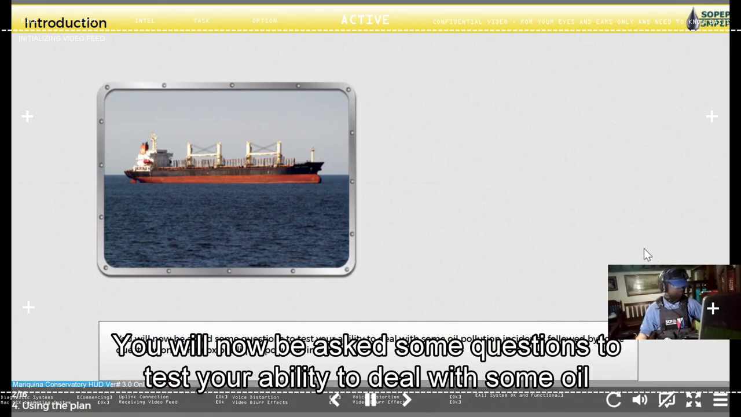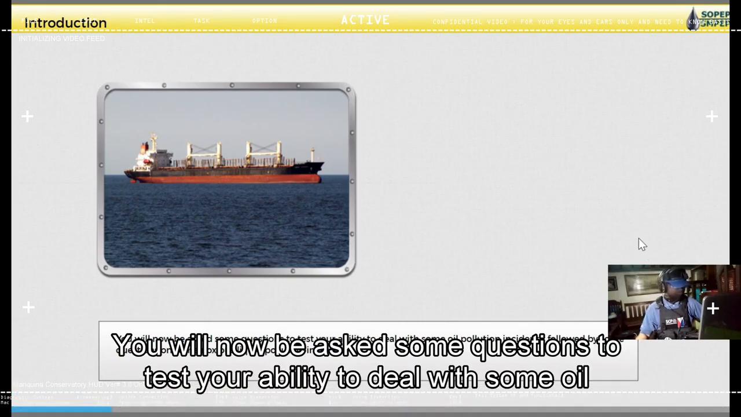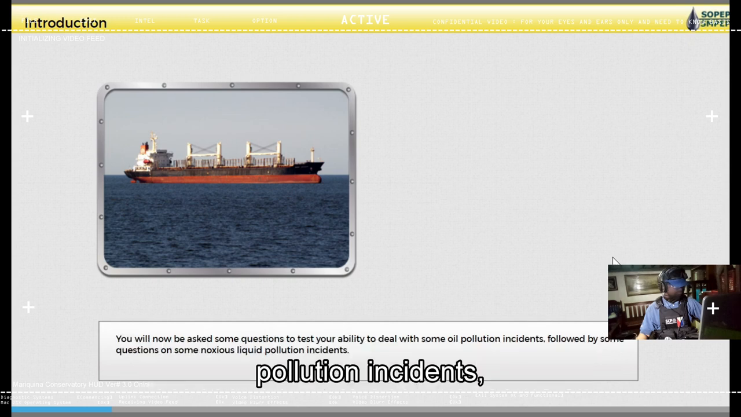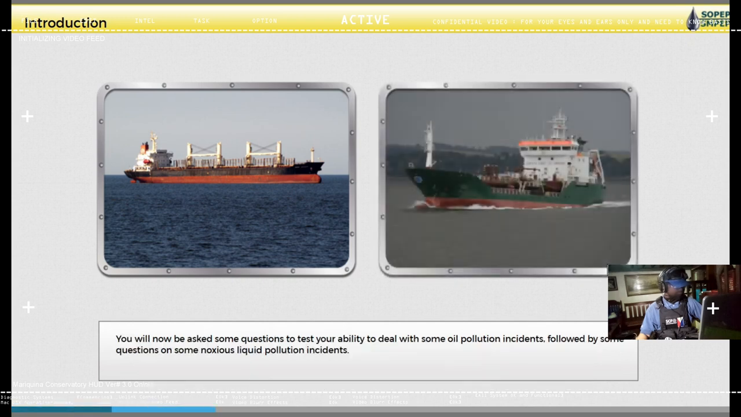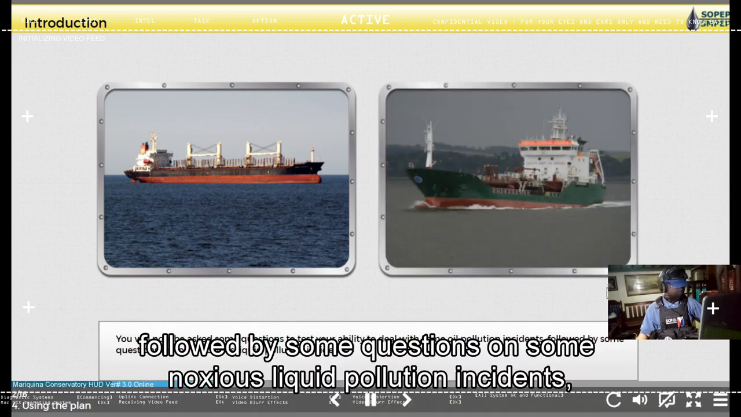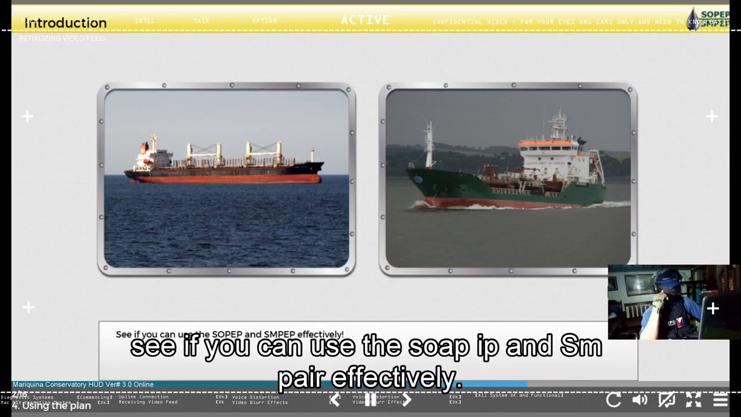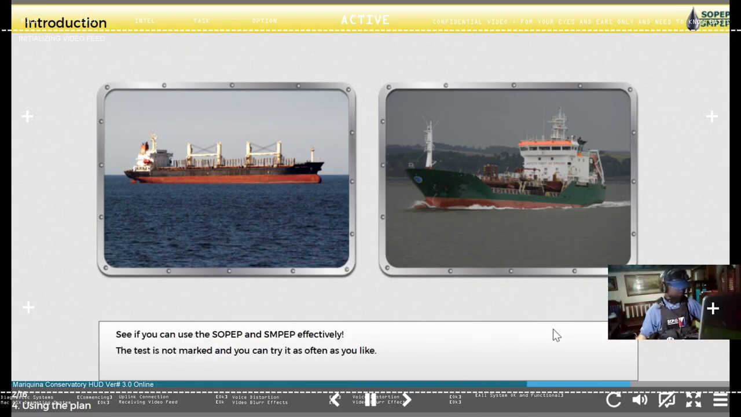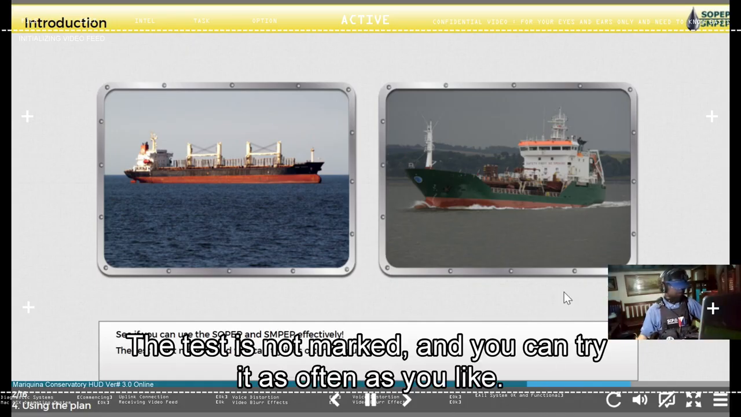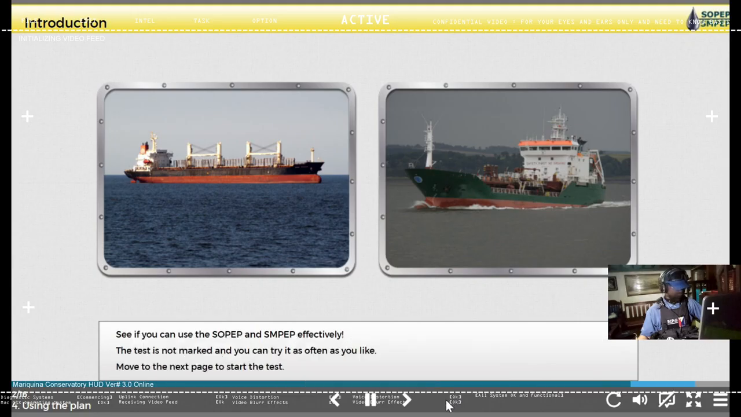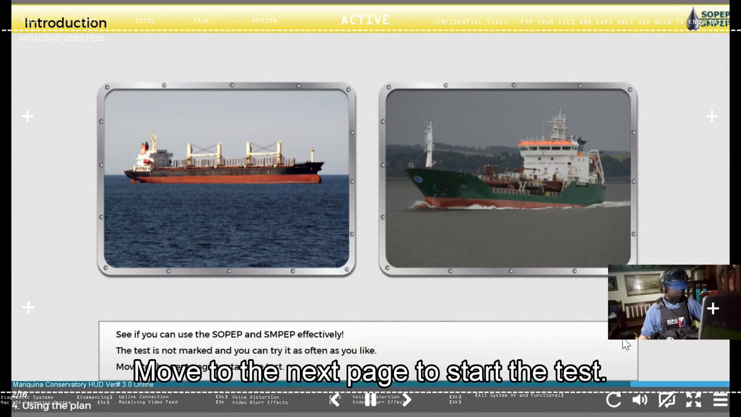You will now be asked some questions to test your ability to deal with some oil pollution incidents, followed by some questions on some noxious liquid pollution incidents. See if you can use the SOPEP and SMPEP effectively. The test is not marked, and you can try it as often as you like. Move to the next page to start the test.